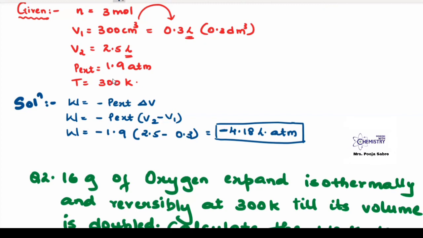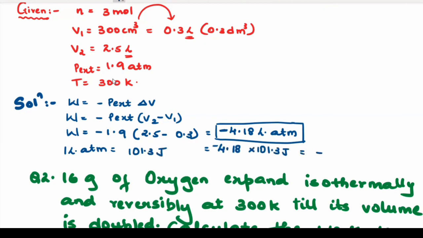Now we know that 1 liter atmosphere is equal to 101.3 joules. Okay, so there, we get minus 423.4 joules. So this is the answer in joules. Okay, so this is how we are going to solve the question on work done. Now let us proceed ahead with the next type of question.